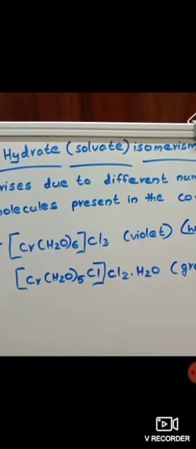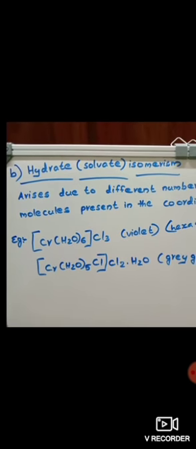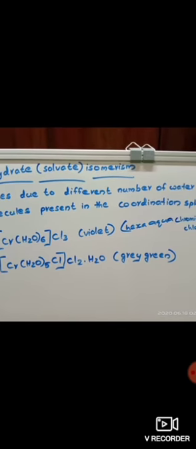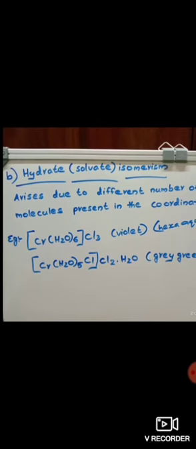So what is the difference? Both contain 6 water molecules. Both contain 3 Cl. Both contain chromium. But the number of water molecules present inside the square bracket is different. In this case it is 6, but in the second case it is only 5. Hydrate or solvate isomerism arises due to the different number of water molecules present in the coordination sphere.